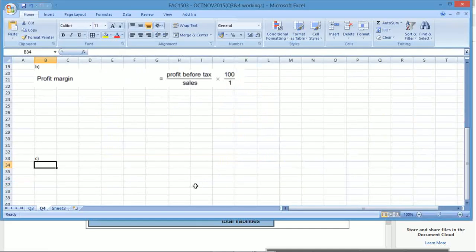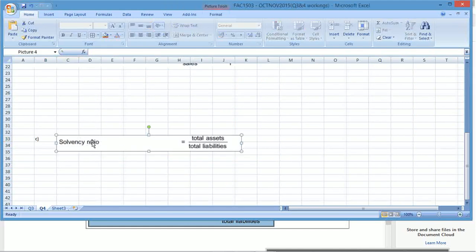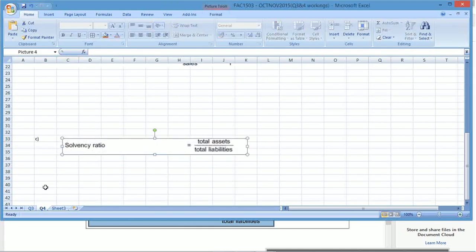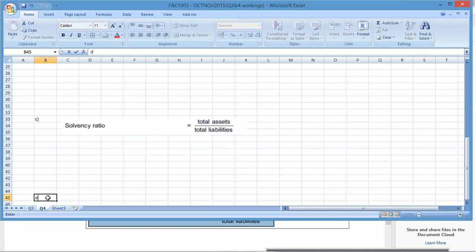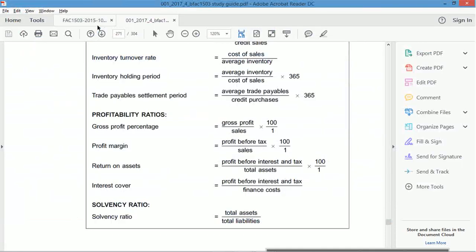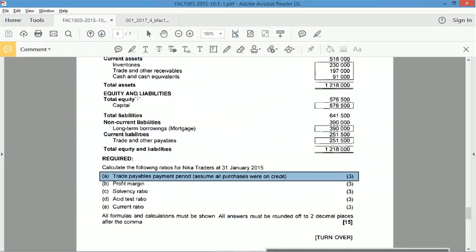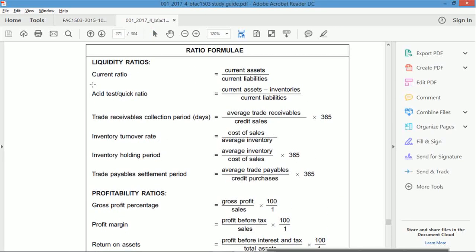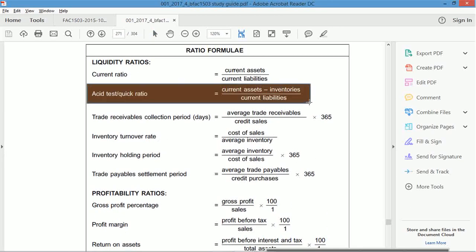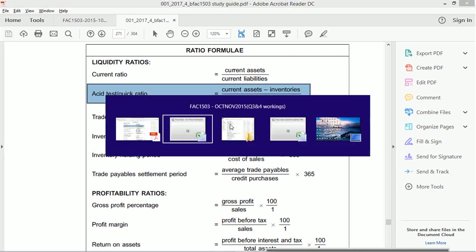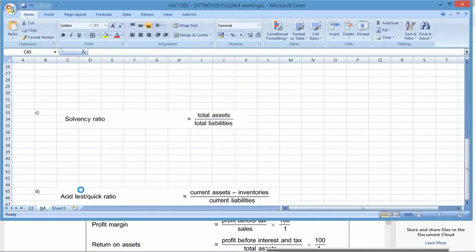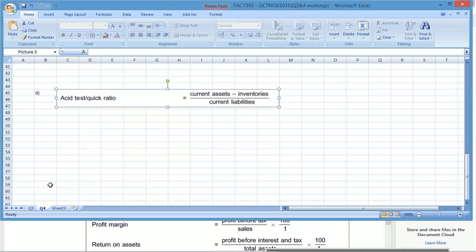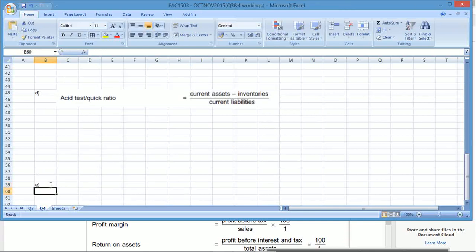You write down that formula in your answer sheet, and that can help you with the actual answers. Okay, D. What else did the question want? Asset test. Asset test is looking at liquidity. Taking out inventory, do we still have sufficient assets to meet our current liabilities? Write down the formula. Go to E.